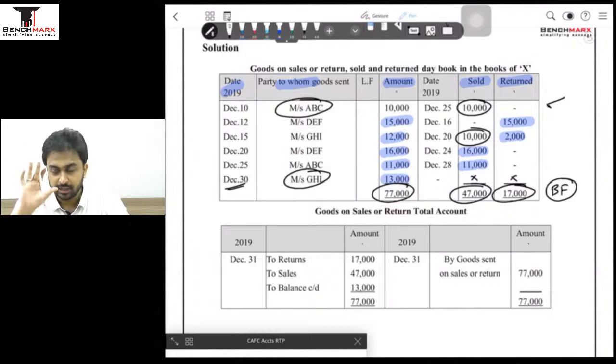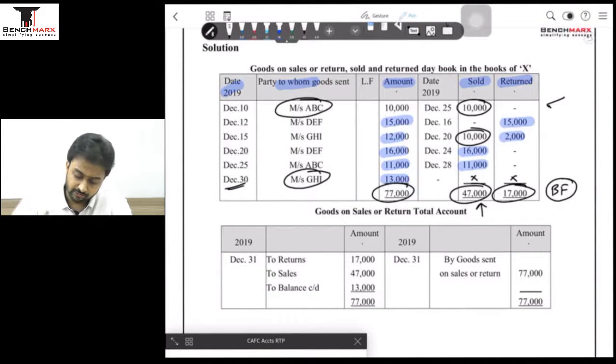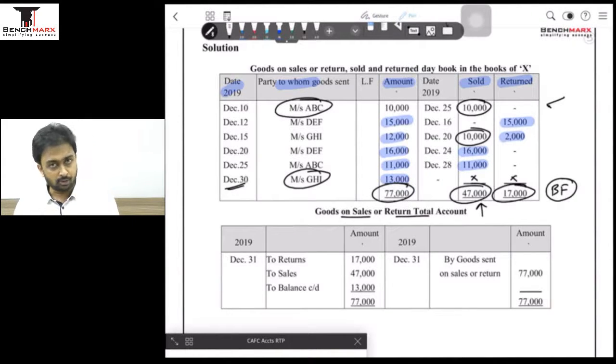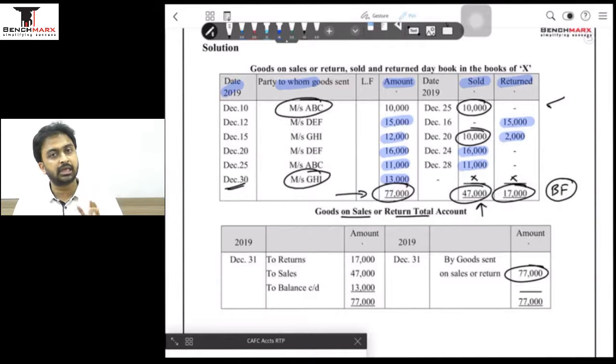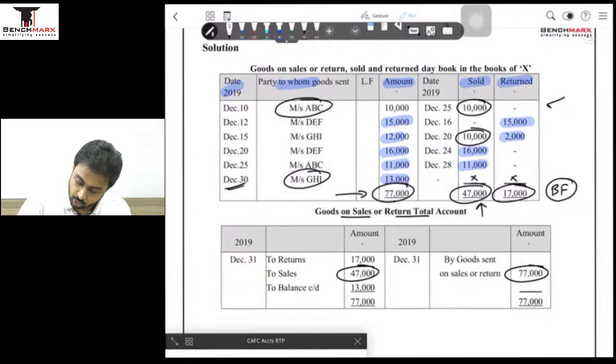ये अपना हो गया बुक, ये अपना मेमो है. मेमो बुक में से nothing goes in the fair book except sales. बराबर. Now I will prepare the goods on sale or return total account. ये भी अपना रफ बुक्स है. Whatever is the goods sent total amount, this will be treated as sales, at least in the rough ledger of goods on sale basis. That is nothing but a total of 77,000 ये amount. This is credited here assuming कि यह sales हो चुका है. लेकिन इसमें से जो actual sales होगा, we will now reverse it and transfer it to my fair books of accounts being sales, that is 47,000 coming from here.